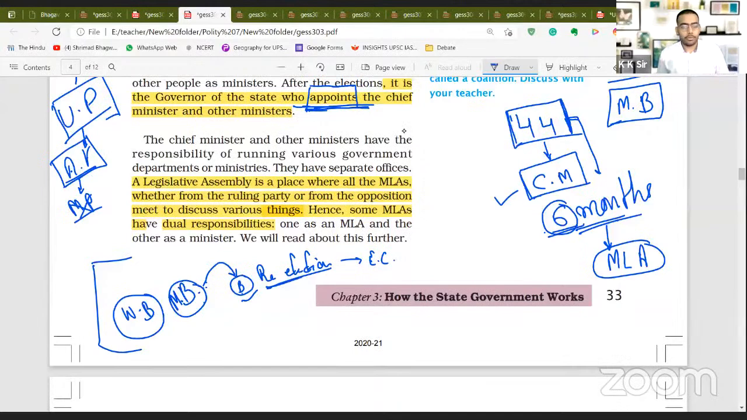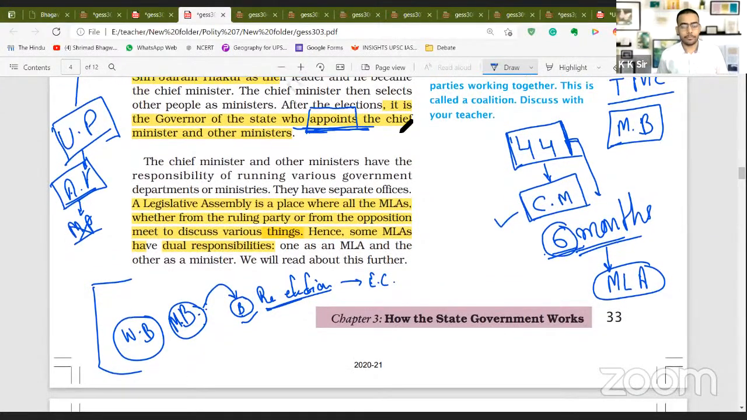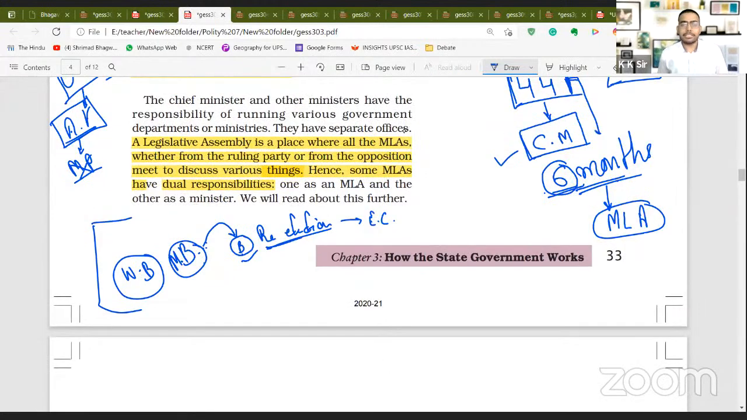Anyway, so what I was saying is that the legislative assembly is a place where all the MLAs, whether from the ruling party or from the opposition, meet to discuss various things.